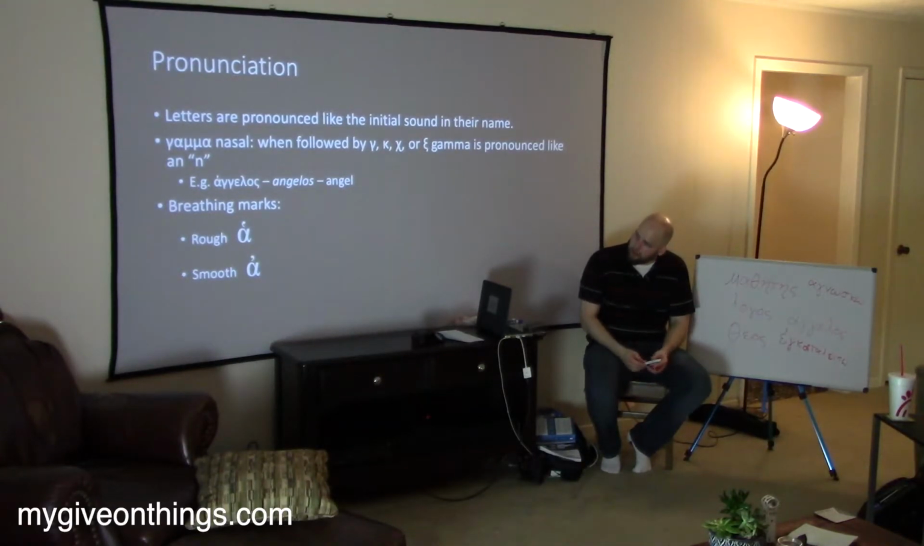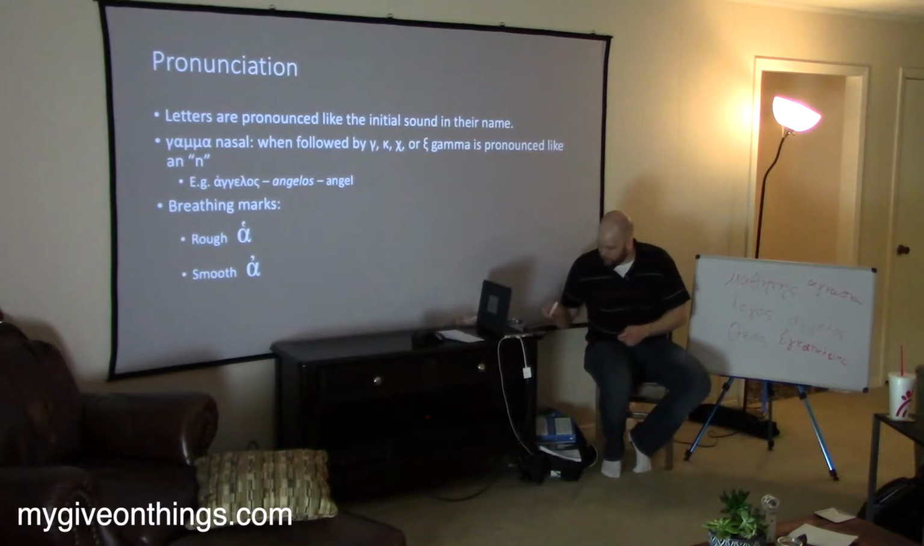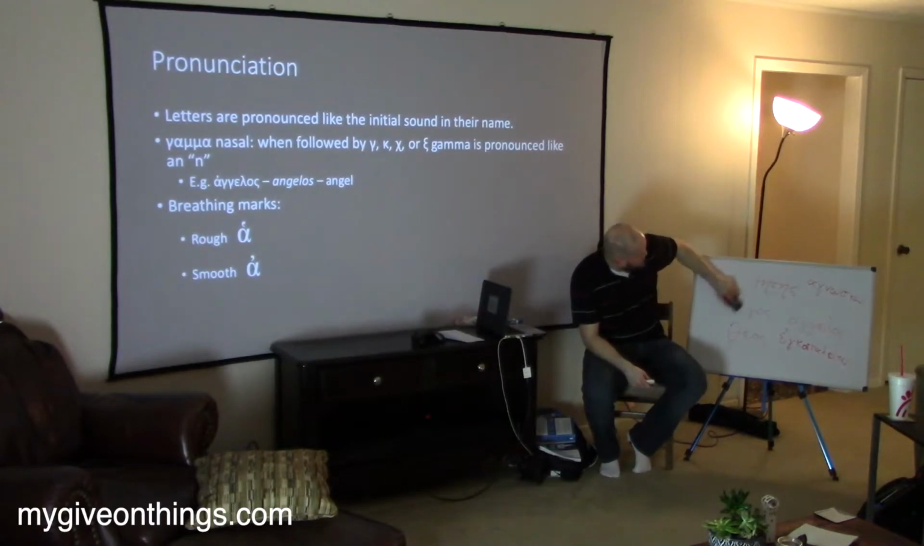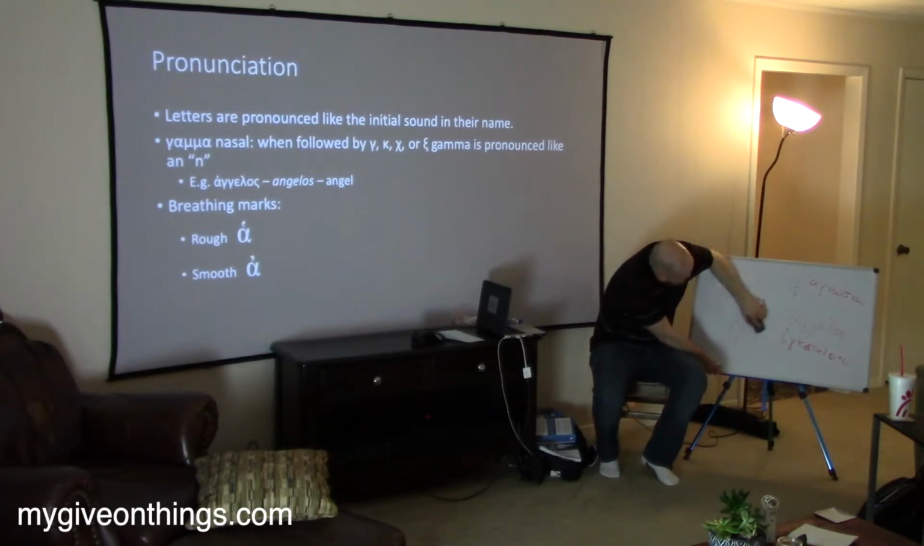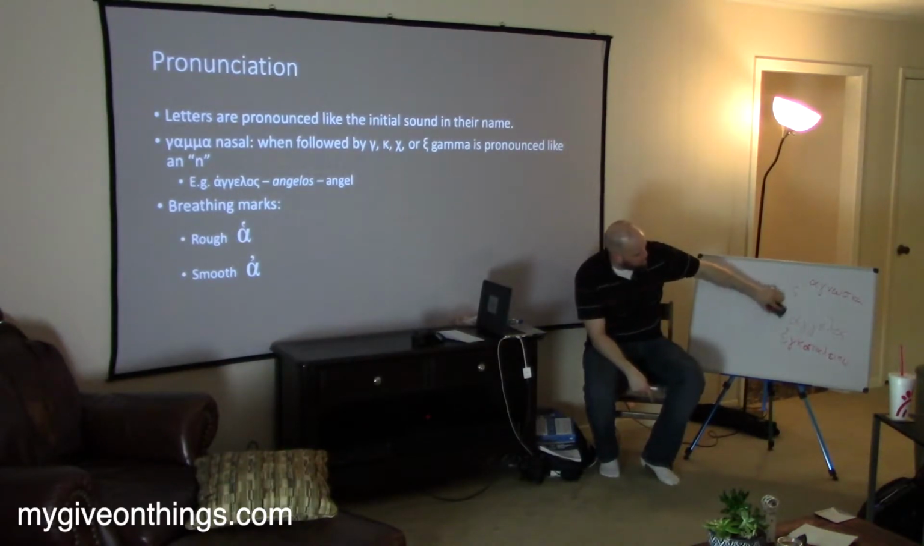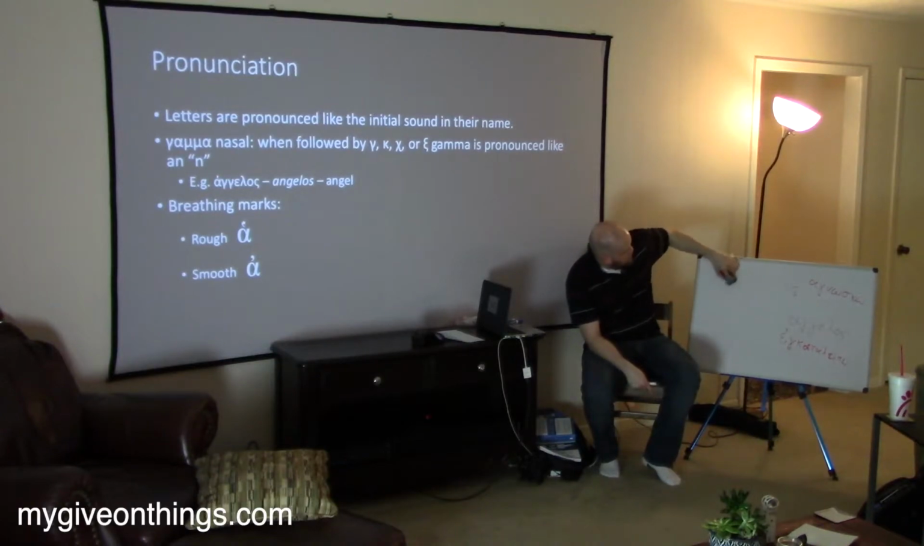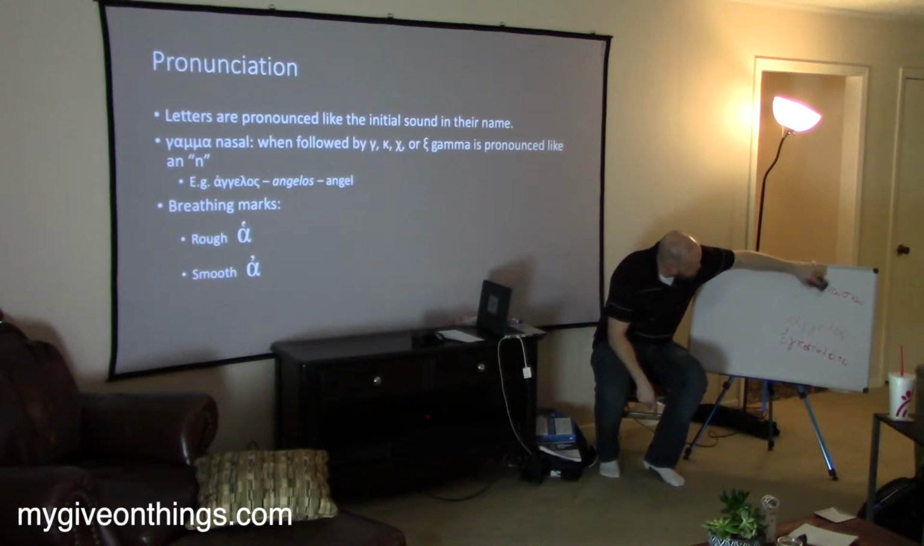Breathing marks. Rough and smooth. Breathing marks appear at the beginning of words that start with vowels, and sometimes a rho will have a breathing mark.